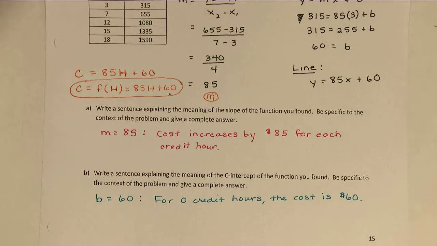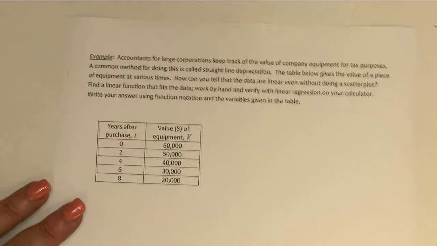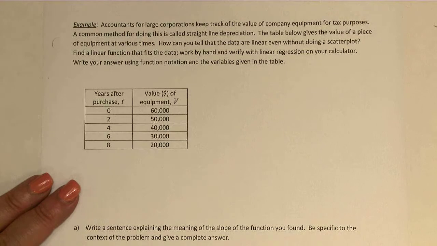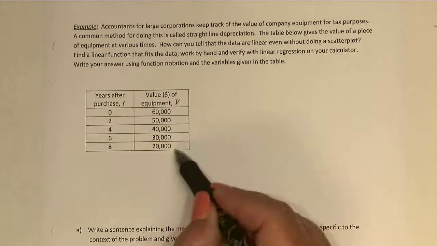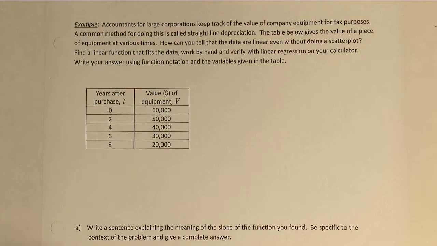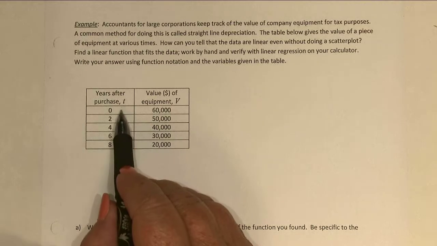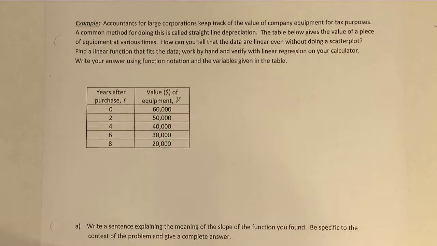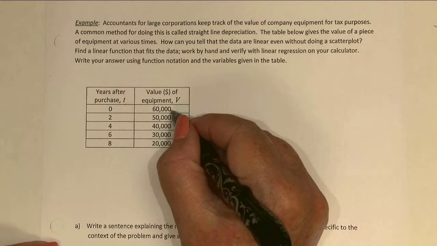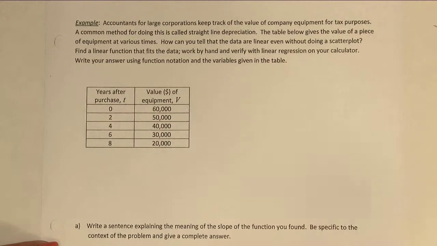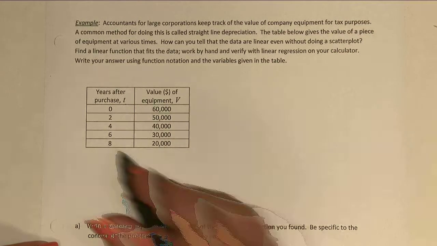All right, let's take a look at another example, kind of similar to this. Accountants for large corporations keep track of the value of company equipment for tax purposes. A common method for doing that is called straight-line depreciation. This table gives us the value of a particular piece of equipment at various times. You can see our times are measured in how many years the company has owned the equipment: 2 years, 4 years, 6 years, and so on. And then the table gives us the value that the equipment has for tax purposes after every 2 years.